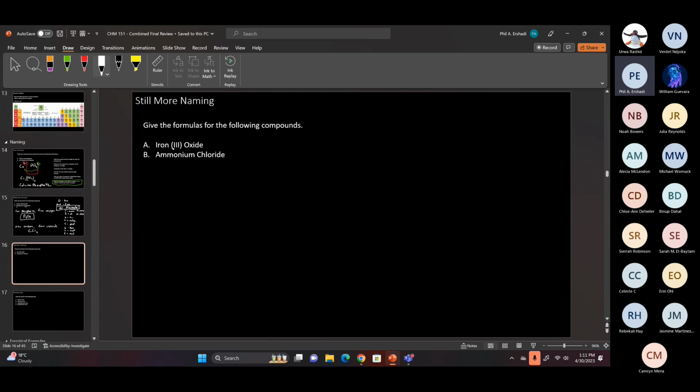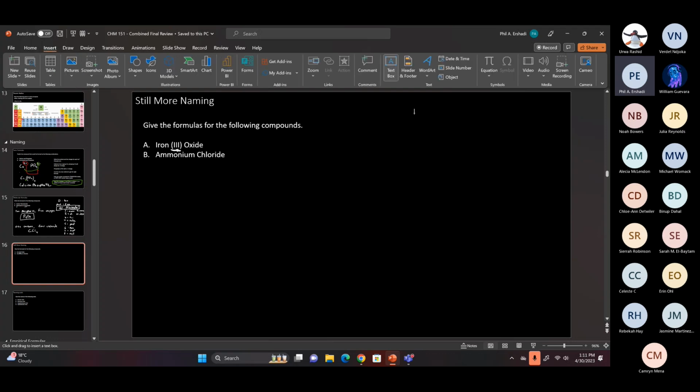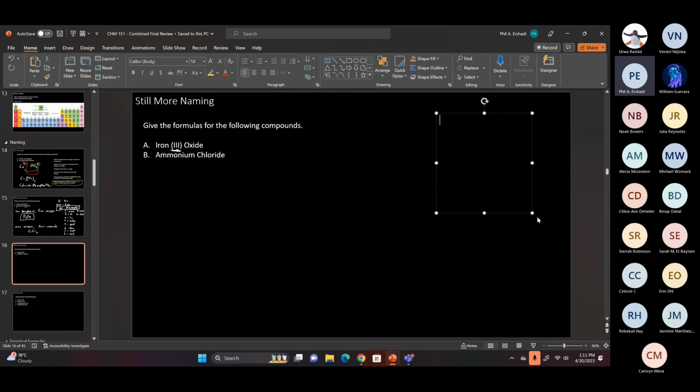So what if they give you a Roman numeral? Okay. So if they give you the Roman numeral, it tells you the charge of that iron.